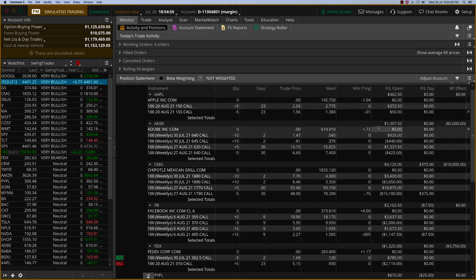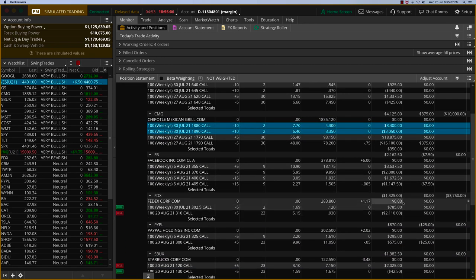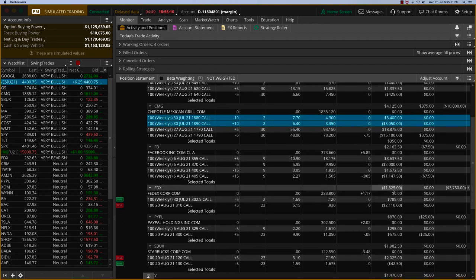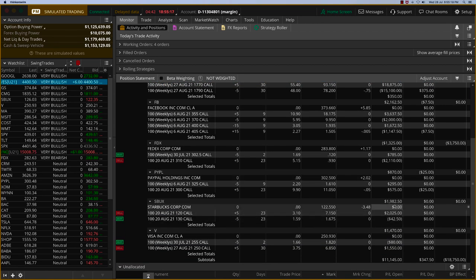Adobe also, we're going to let it develop some more. We've got a bear call that expires this week. Chipotle is doing fantastic, and there is still premium in the bear call that expires this week. So is Facebook. FedEx is the only losing trade here, but we've already booked about 900 in profit, so it's only down about 400. And PayPal is up 870, Starbucks 2000, and Visa 1500.